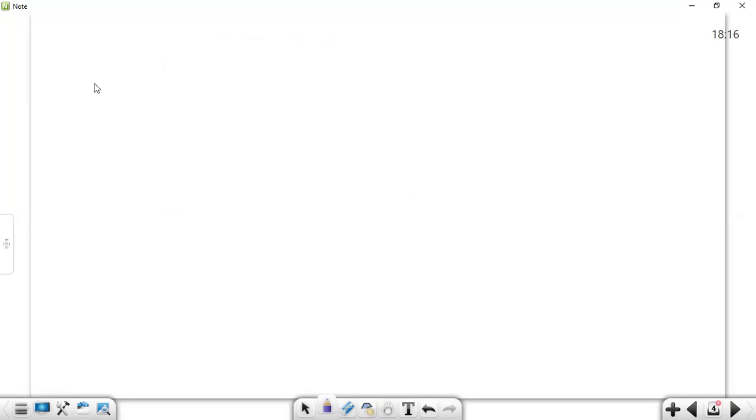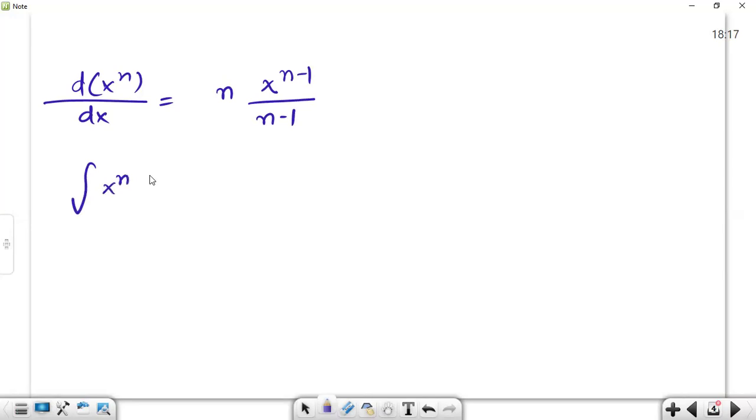Like in differentiation, what used to happen, we are differentiating this function. So the exponent will be written ahead, and the power will be subtracted by 1, and the same will be written down. But in the case of integration, now the power gets added, and the same is divided by this. Oh, sorry.